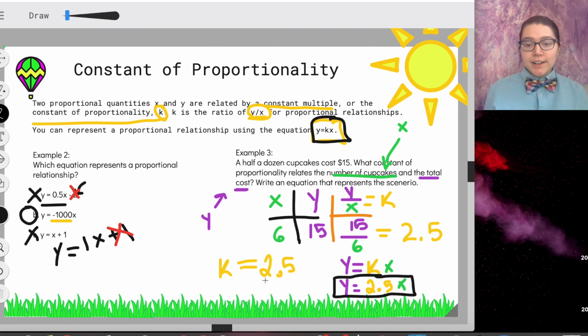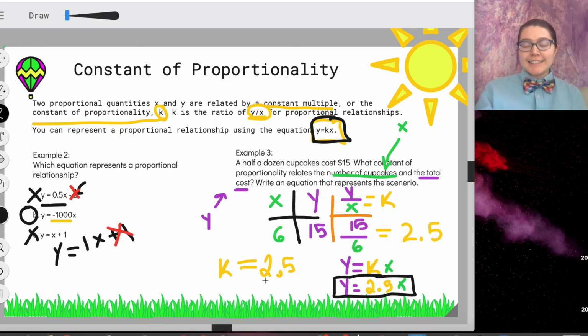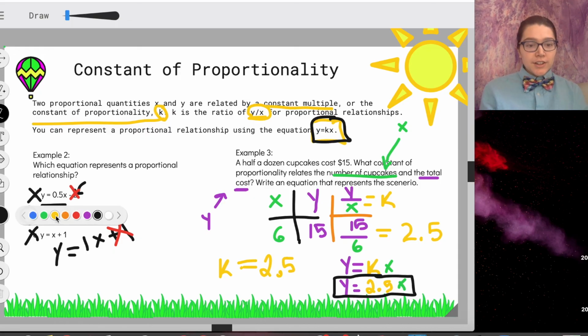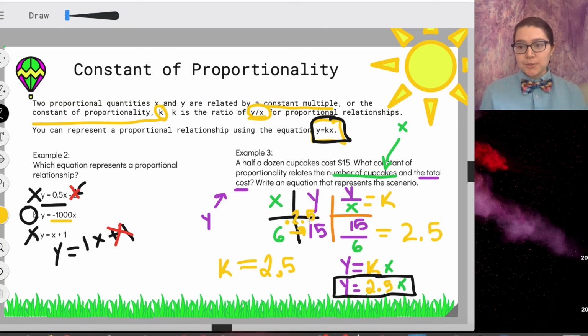So that means wherever I see k in my equation, I can substitute in 2.5. Because it's a constant, it is always 2.5. And if you need to check that yourself, you can do 6 times 2.5, and you will get 15, because that's what it means. That's our constant multiple. Okay, so there we go. There we have it. Okay, great job, everyone.